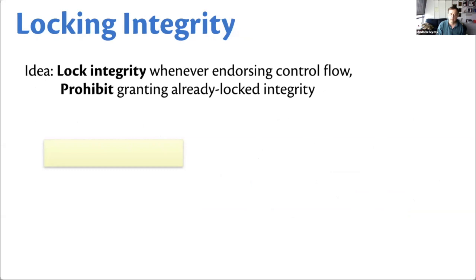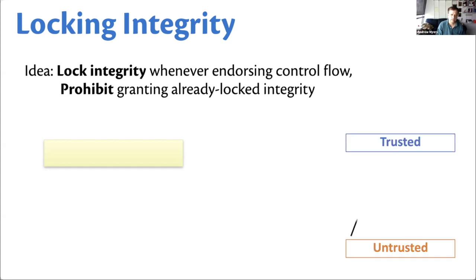So we lock integrity. Some people have proposed we should be able to lock contracts, but we're going to be locking integrity levels instead. So whenever we endorse control flow, what that means is we need to lock the corresponding integrity level. And then we're going to prohibit any future endorsements to that integrity level. Okay, so in our example program, we go from untrusted to trusted and we call withdraw. Withdraw was a method that was endorsing the program counter.